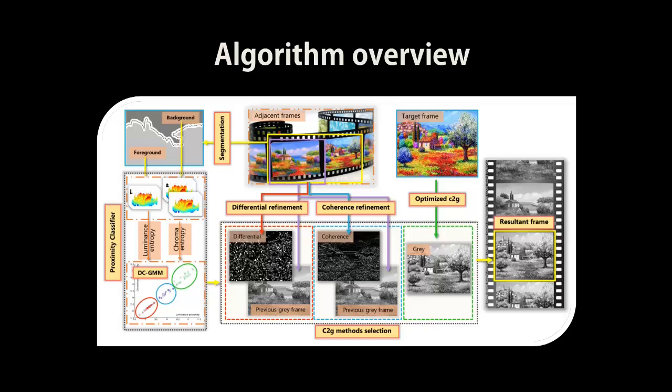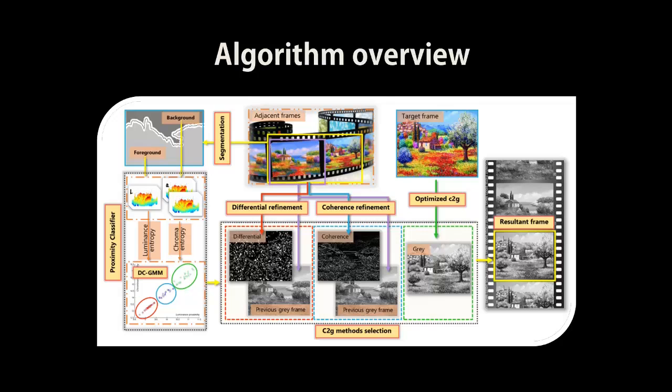Then the decolorization proximity will be regarded as a criterion for the DC-GMM classifier to determine the specific method of decolorization. There are 3 decolorization methods that can be selected, which use differential refinement, coherence refinement and optimized C2 grams correspondingly. In general, our method uses the decolorization proximity values as features of the DC-GMM classifier to determine the specific decolorization method for each frame from alternative methods.